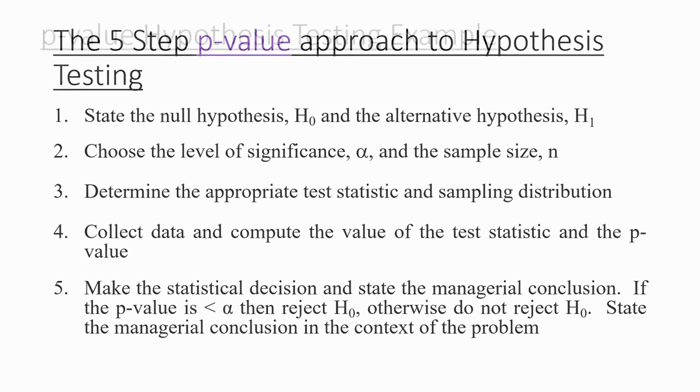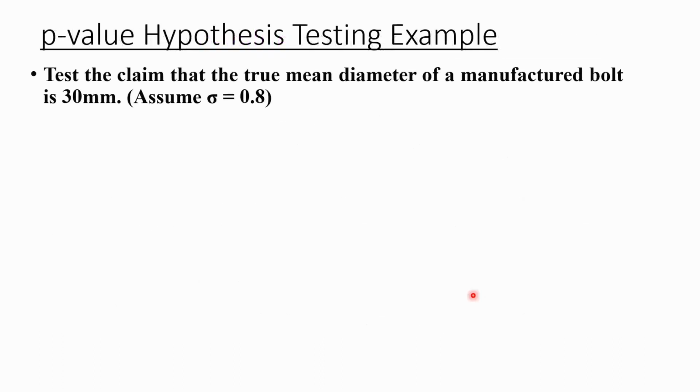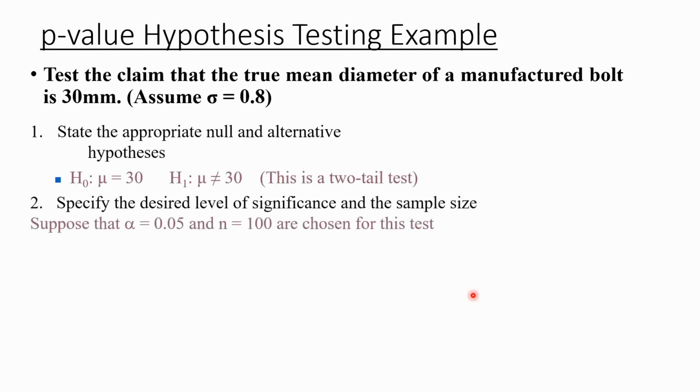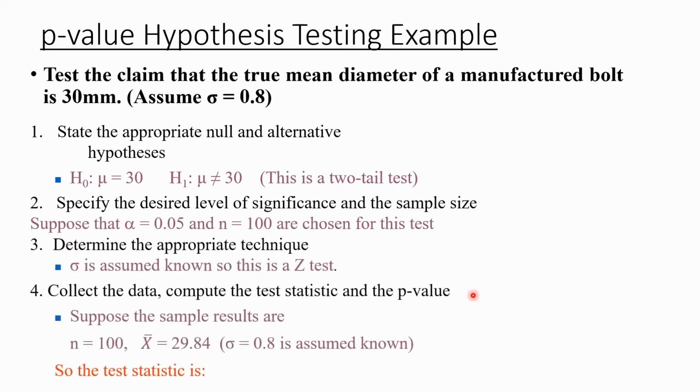We will talk about the same example, because then it would be easy, about the manufactured bolt having a mean diameter of 30 millimeters. So first you state your null hypothesis and alternative hypothesis, just like before, your level of significance and your sample size. You compute your sample test statistic for the mean, and so you get your test statistic, which is Z stat, as minus 2.